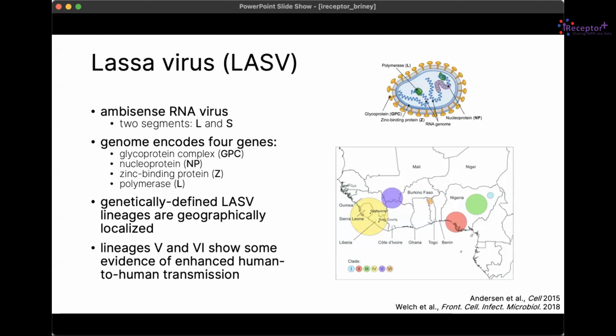So the virus itself is an ambisense RNA virus with 2 genome segments. There's only 4 genes: the glycoprotein, nucleoprotein, a zinc binding protein, and a polymerase. Until recently, there have been 4 lineages of Lassa, but there are 2 new lineages that have been discovered in the past 5 to 10 years. The Lassa lineages are essentially geographically localized. In our case, we're working primarily in Sierra Leone, where lineage 4 is the dominant lineage. And there are other lineages scattered throughout West Africa.